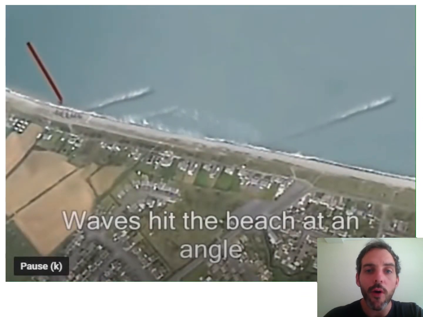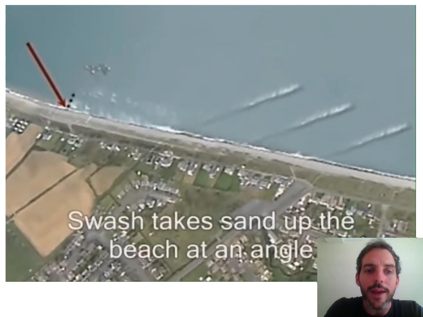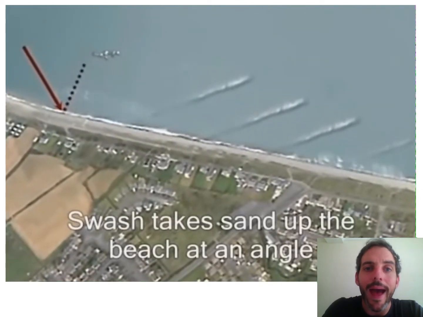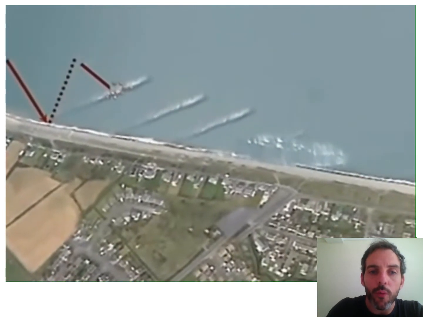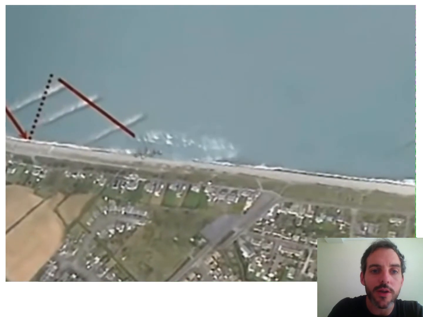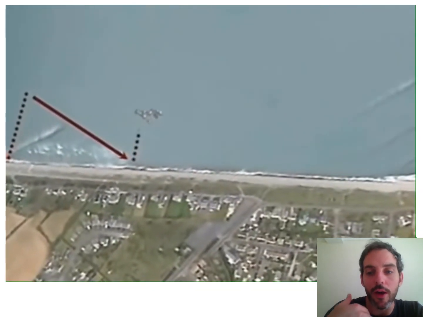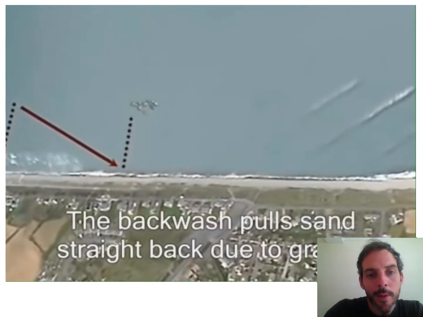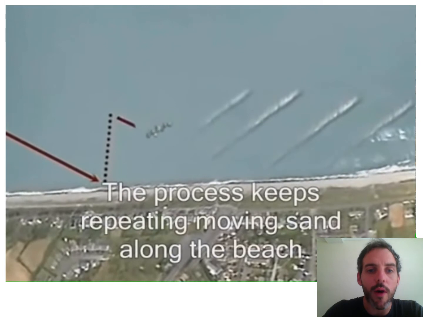What happens first is the prevailing wind blows the wave onto the coast at an angle. Now the swash of the wave picks up a piece of sediment and deposits it onto the beach. Then the backwash of the wave, remember that word backwash, as it goes back out to sea, goes down the beach at a right angle due to gravity.